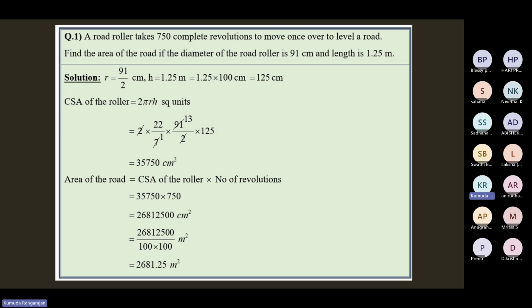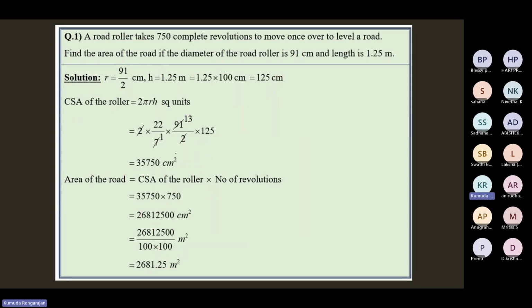So the curved surface area, the CSA of the cylinder, is the area covered in one revolution. So find the CSA of the roller and you'll get the area covered in one revolution. Multiply that with 750. So that is the area covered in 750 revolutions.